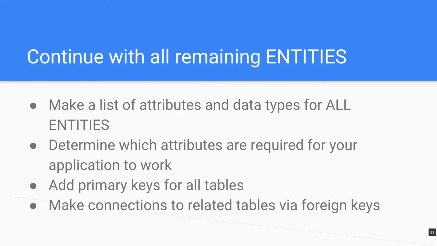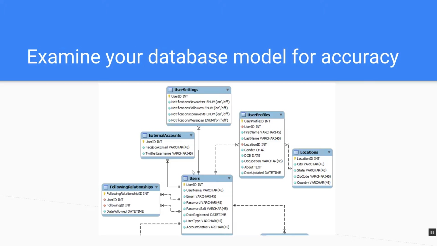Make connections to related tables via foreign keys. Most tables are connected to at least one other table. Some are connected to two, in that example with the user and business. If you have tables sitting out there that are just floating around with no connection, then you might want to take a look at that. That might not be right. After that, you're going to examine your database model for accuracy.